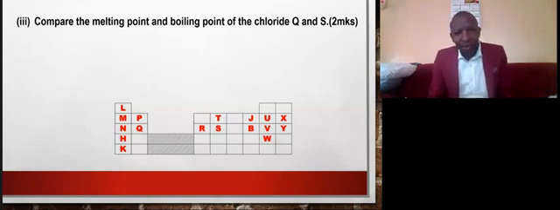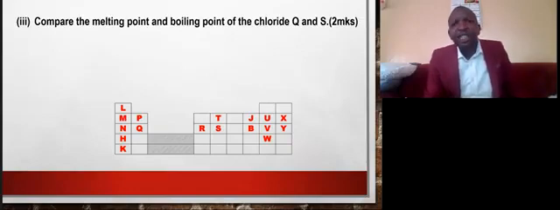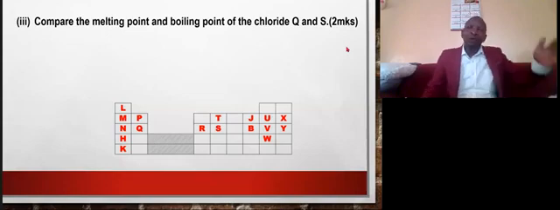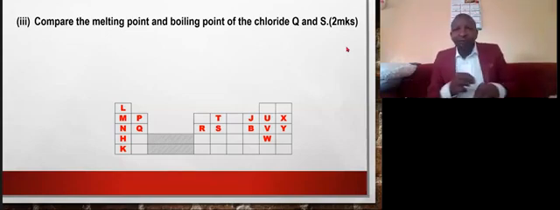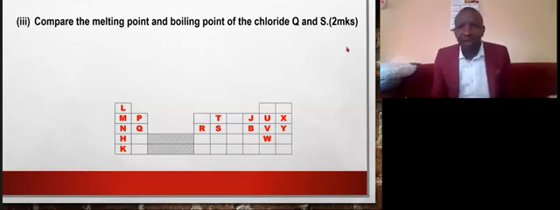Have you understood, Jesse, Jason? Yes. You are just explaining. The bonds there are strong, but the ones holding here are weak. So that's the concept that we're talking about now.